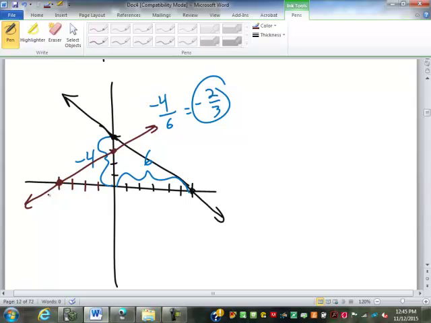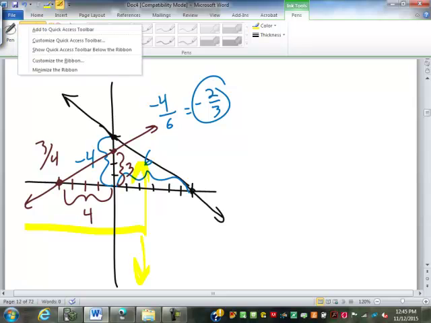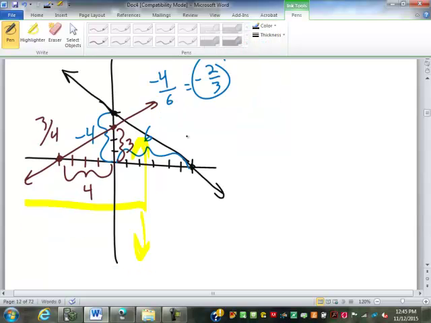What'd you come up with? We have a rise of 3 and a run of 4. Not negative. As you go from left to right, does this go up or down? This goes up. It's a positive slope. Okay, so we're okay with that.